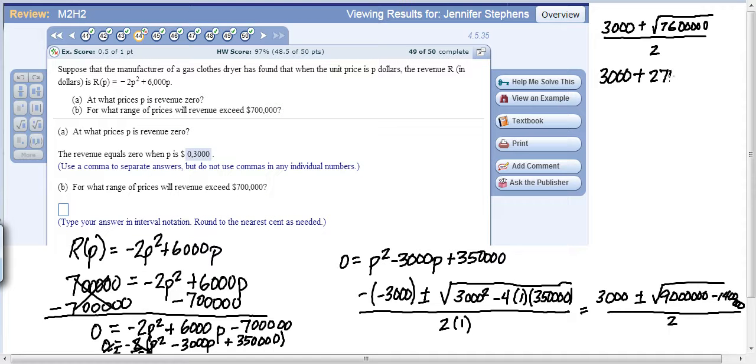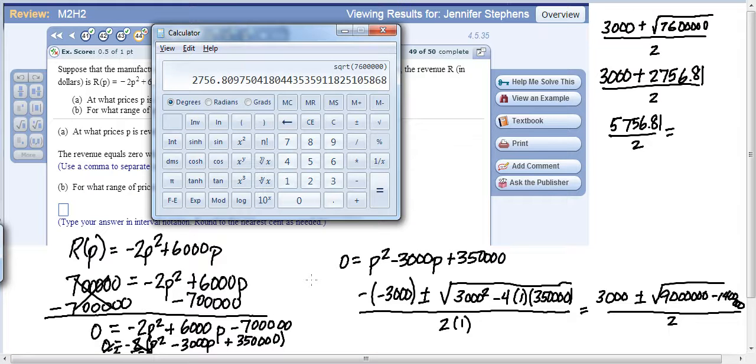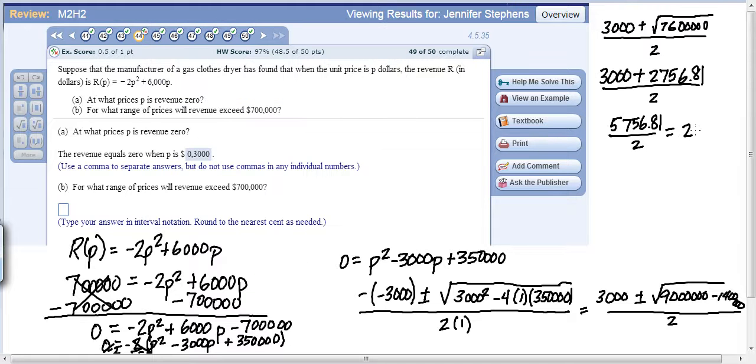2756.81 divided by 2. Alright, so that is 5,756.81 divided by 2. Alright, and so pull out my calculator again. So we get 2878.40. Now this is one where if you actually divided .81, you might get .405, and you'd want to round that to .41. I don't know if MyMathLab is going to be picky enough to want that to be a 1 or a 0. It may accept both answers.